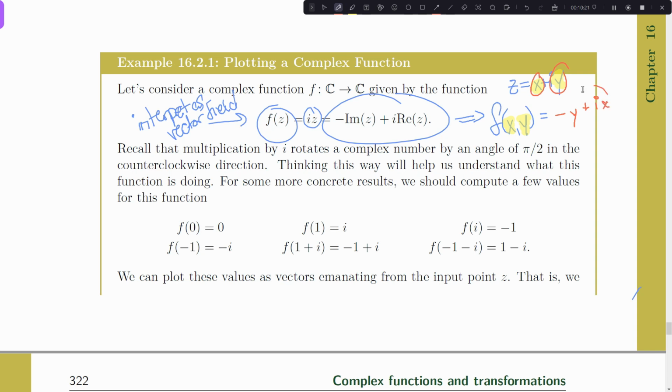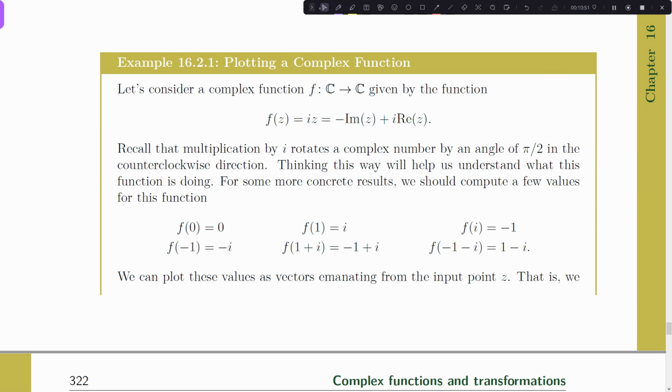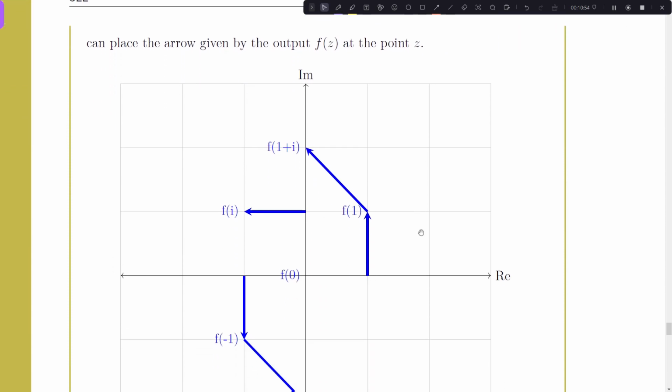And if we reinterpret this now as a vector field, we recover negative y is my real component, and x is my imaginary component, and so we can really get away with perceiving complex valued functions as vector fields. In this case, the complex valued function minus imaginary z plus I real part z is really just the vector field minus y, x.